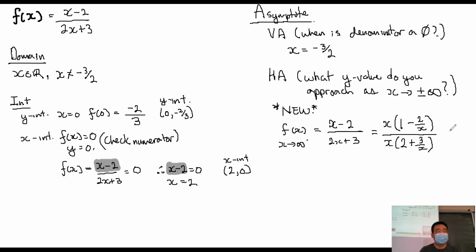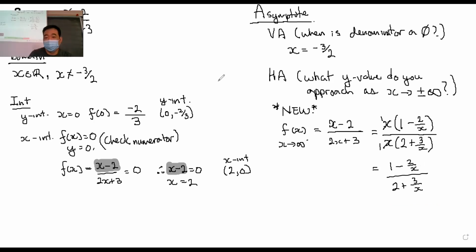Okay? That makes sense? Bear with me. x is still a number. x is still a number. So if you divide by the same number, what do you get? 1. Thank you. So this becomes 1 minus 2 over x, 2 plus 3 over x.